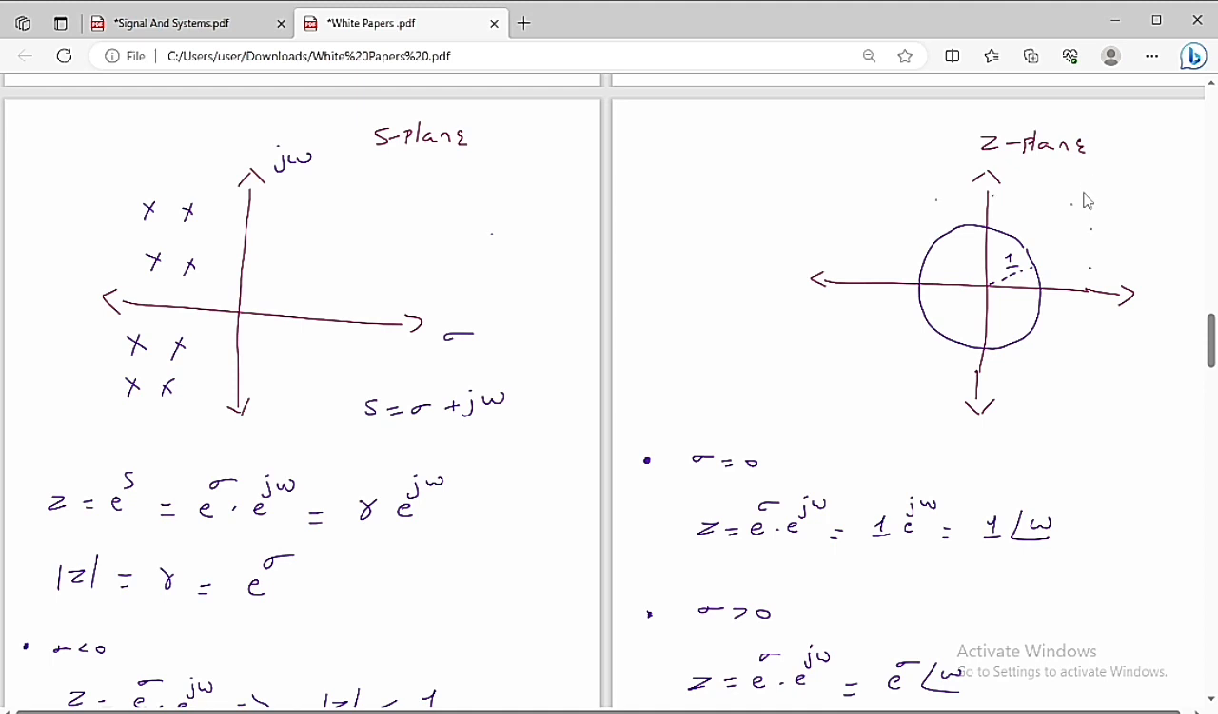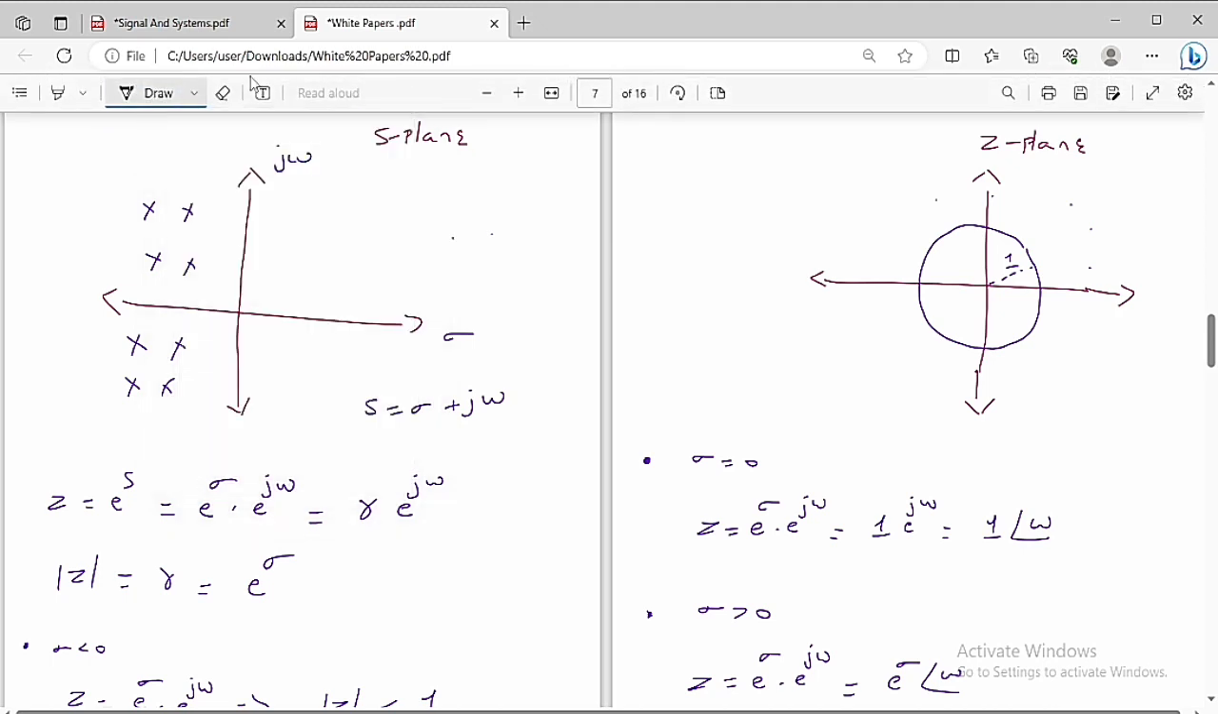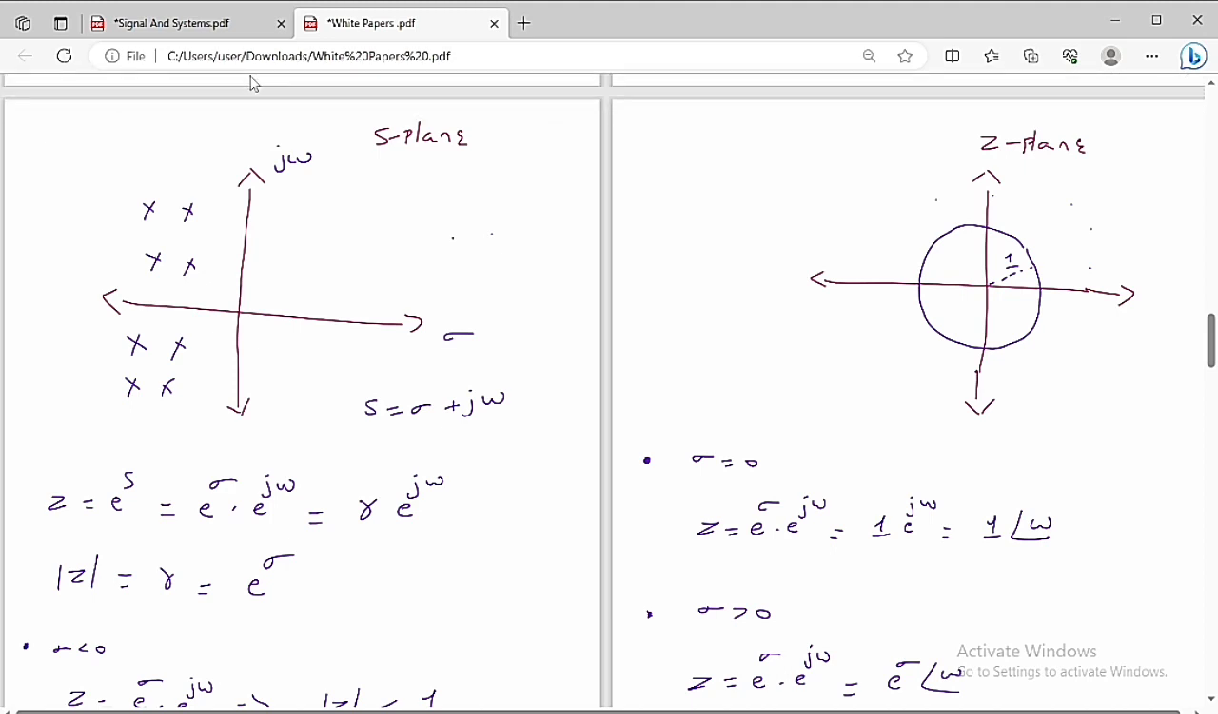So finally, what can I say? I can say one important point: all the points in the left half of the S plane are going to map inside the unit circle, all the points on the imaginary axis are going to map on the unit circle, and all the points of the right half of the S plane are going to map outside the unit circle. So this is what I am trying to tell you.